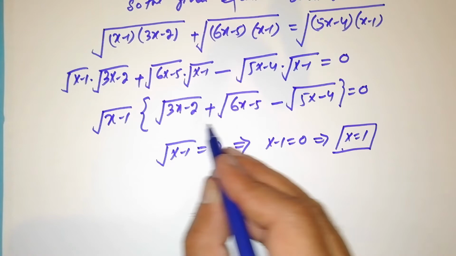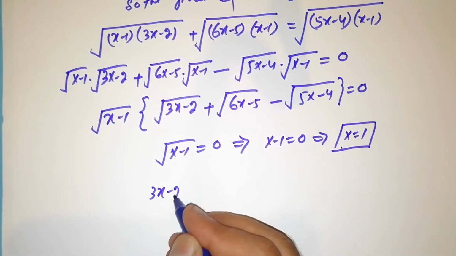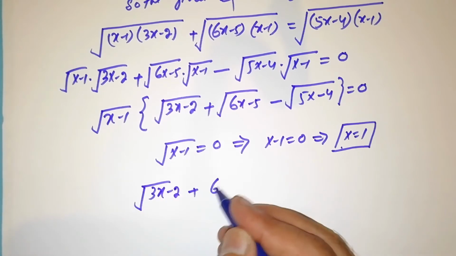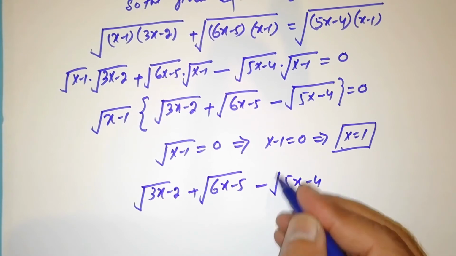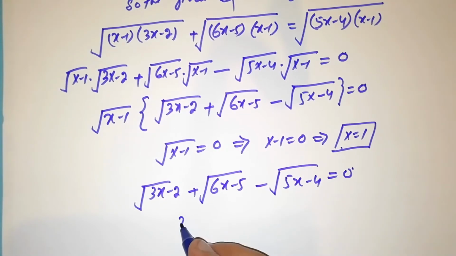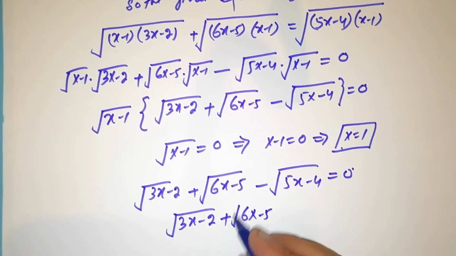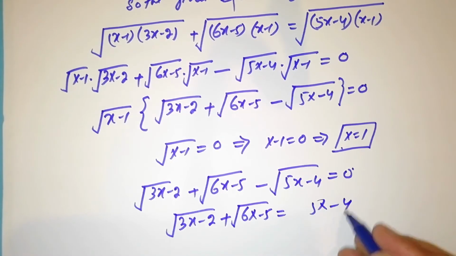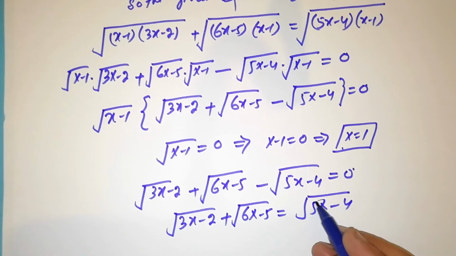Now we take this term which is in this bracket, 3x minus 2 plus 6x minus 5 and minus 5x minus 4, this is equal to 0, which can be written as 3x minus 2 plus 6x minus 5, this is equal to 5x minus 4. Students, this is your type number 6. Same. What we do? Take square on both sides.